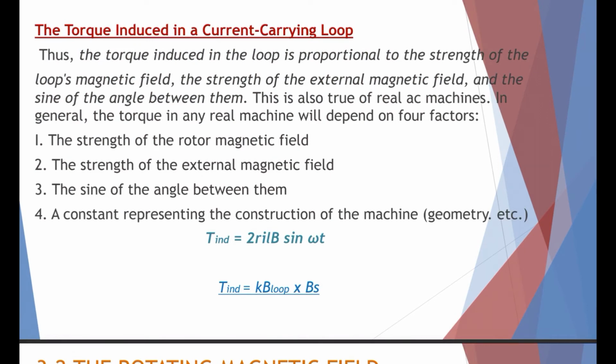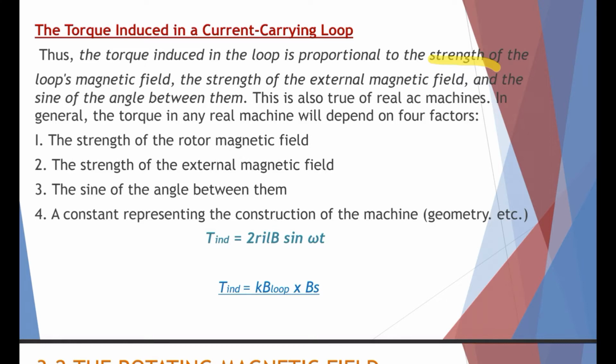The torque induced in a current carrying loop. Thus, the torque induced in the loop is proportional to the strength of the loop's magnetic field, the strength of the external magnetic field, and the sine of the angle between them. This is also true of real AC machines in general.